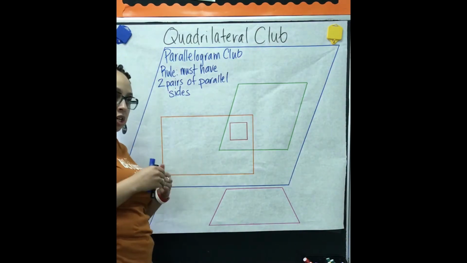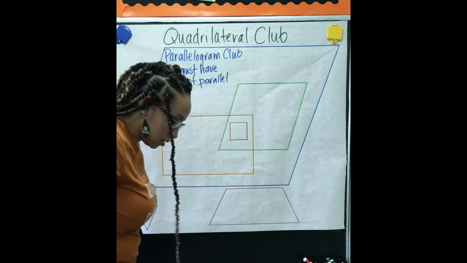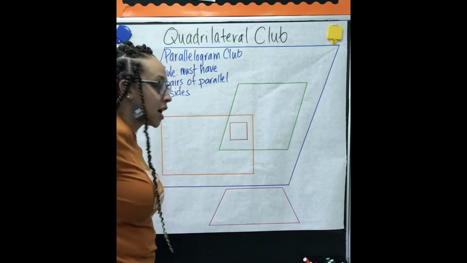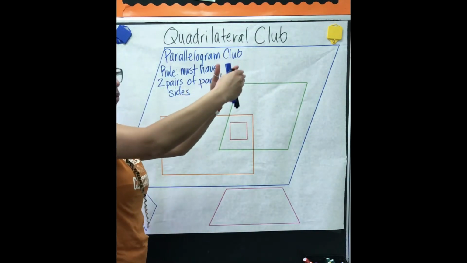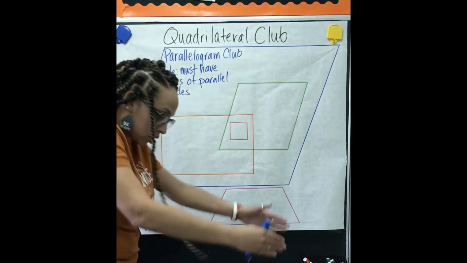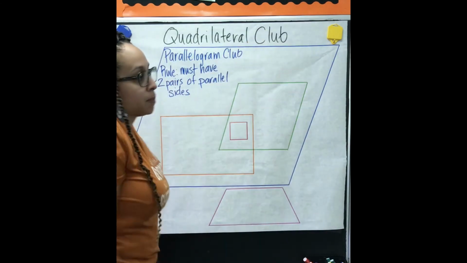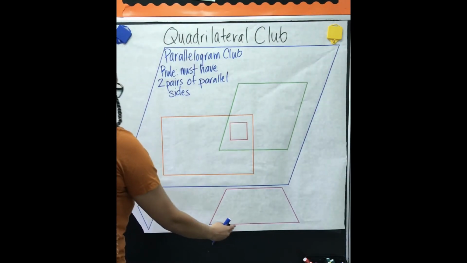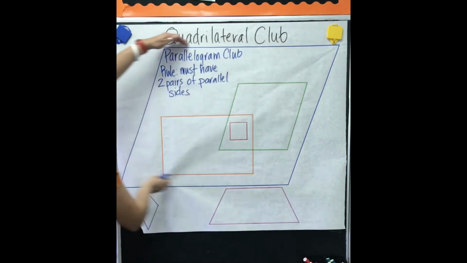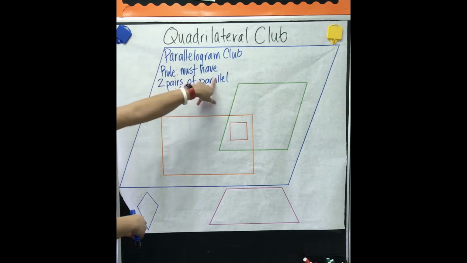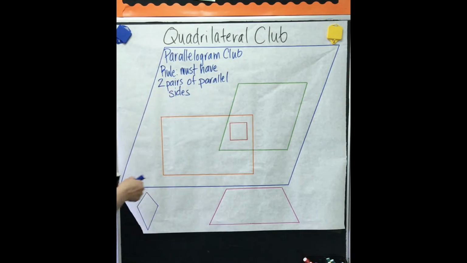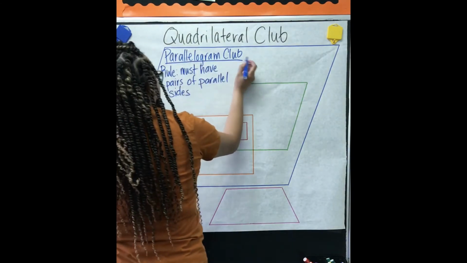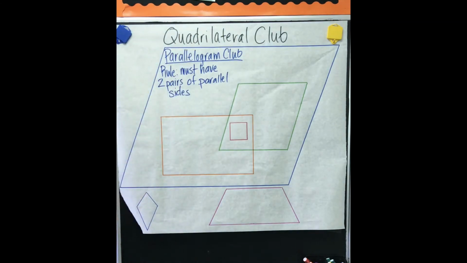Think of them as train tracks. They run alongside and they're never going to cross, otherwise the train wouldn't be able to go. So the 2 train tracks that the train sits on, they run parallel to each other. So these 2 sides run parallel, and these 2 sides. Therefore, there are 2 pairs of parallel sides. So, repeat out, what is the rule to be part of the Parallelogram Club?